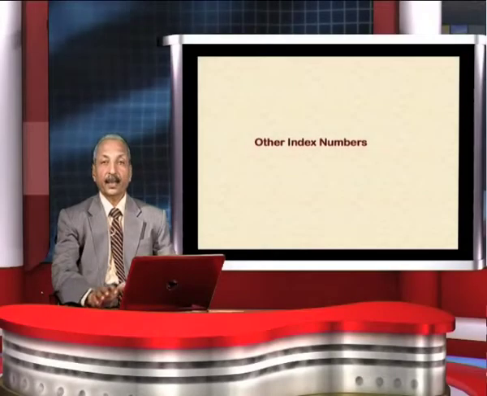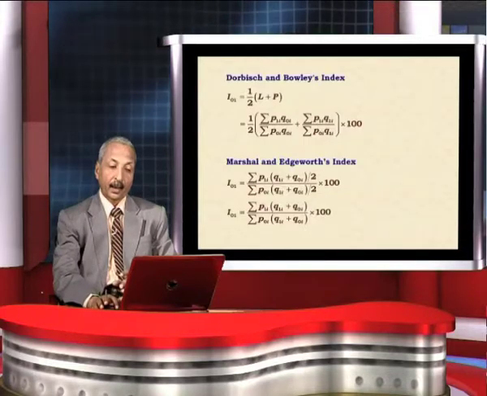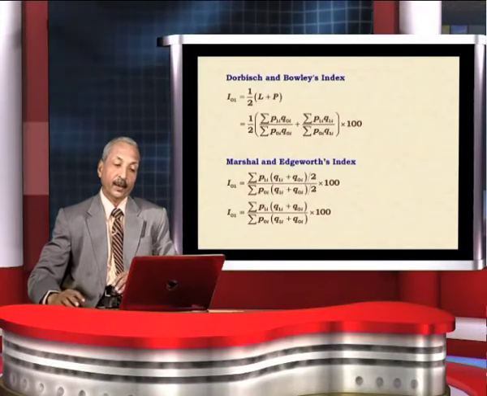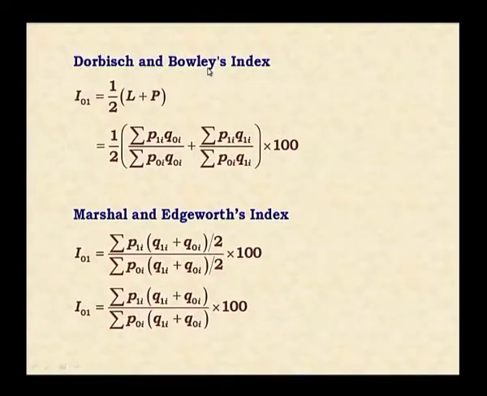Now, let us discuss the other index numbers. Here, the first one is the Dorbish and Bowley's index number, and it is nothing but the average of the Laspeyres and Paasche's index number. That is, I01 is equal to half times L plus P, that is L01 plus P01. And we get this formula for this index number.